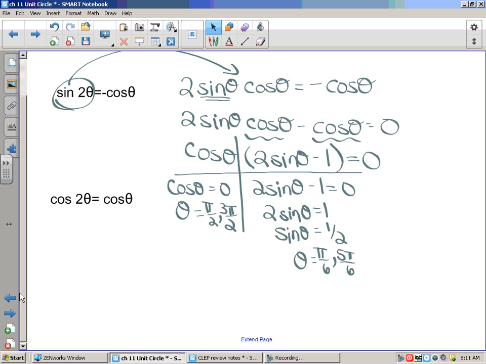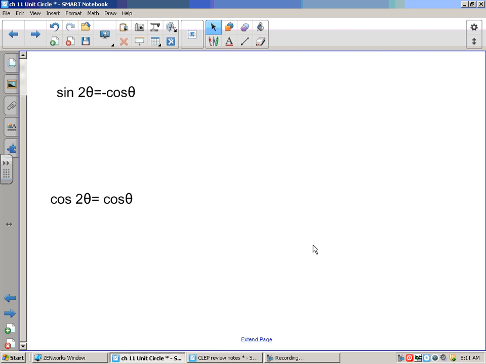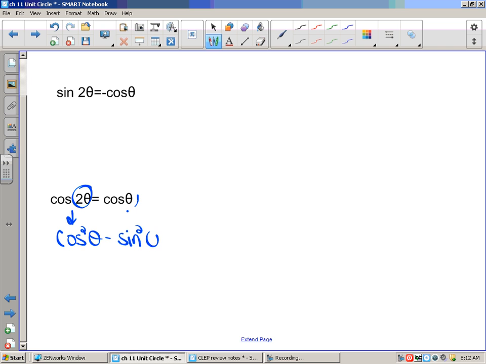When you look at this next one, you might think, well, wait a minute, these both have cosine. But the problem that I see with this one is that this one says 2 theta, and this one only has 1 theta. So that stinks. We've got to somehow figure that out. So we're going to rewrite this. Let's just try this out. We know cosine 2 theta is cosine squared theta minus sine squared theta equals cosine theta, right?